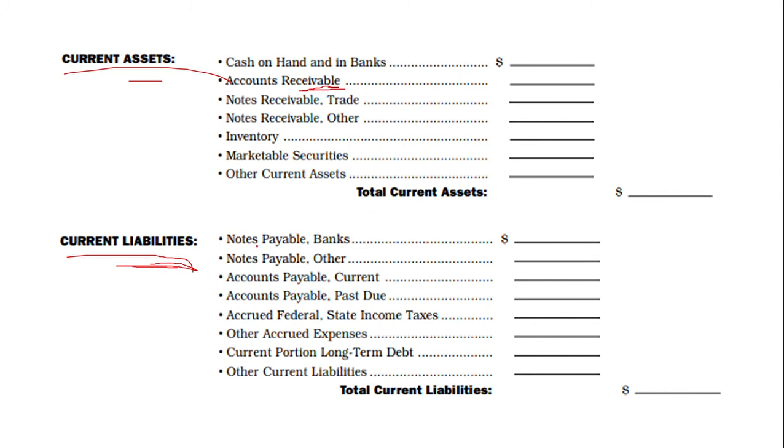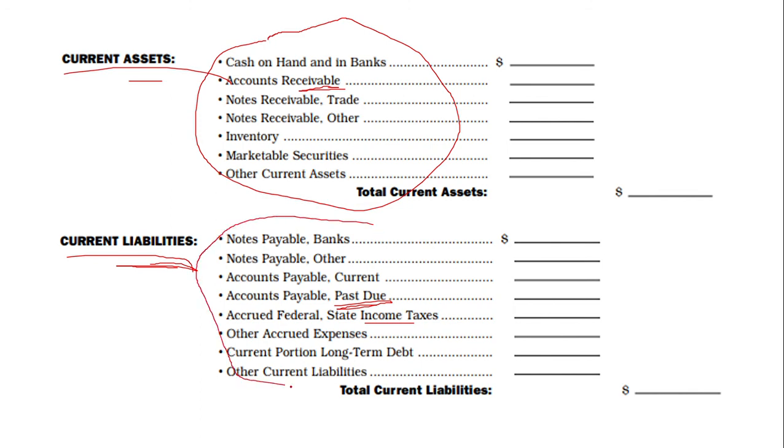Current liabilities are notes payable to banks, so some debt that has been taken, or accounts payable current, accounts payable past due. In the past you have taken a loan but in this year you have to pay it. Accrued state income taxes, other expenses. So basically the money that you have or will get this year comes in assets, and the money that you have to pay to other people comes in current liabilities.